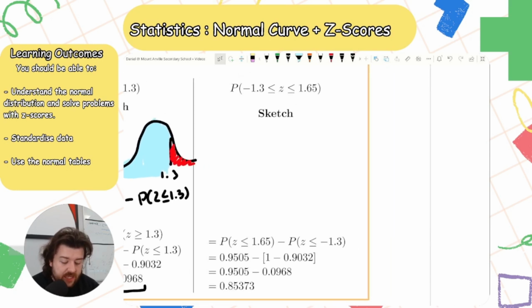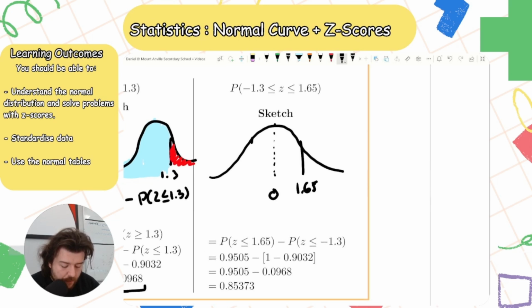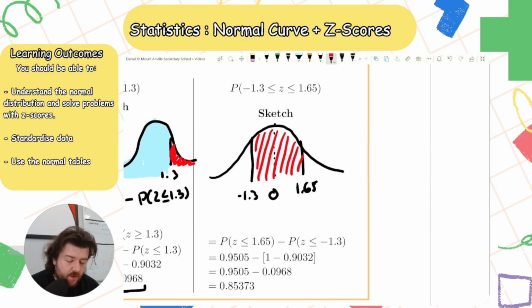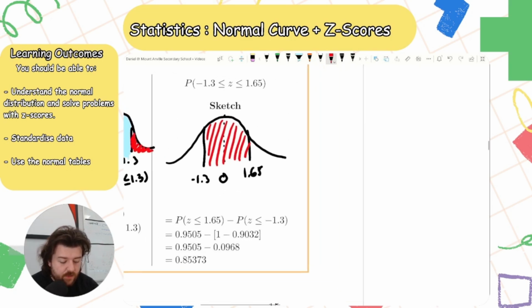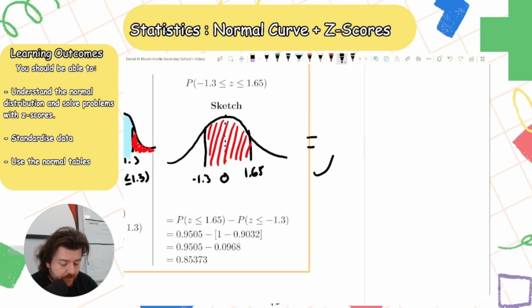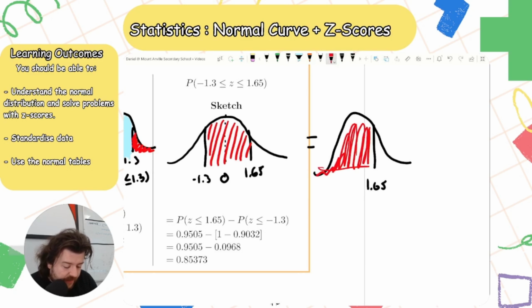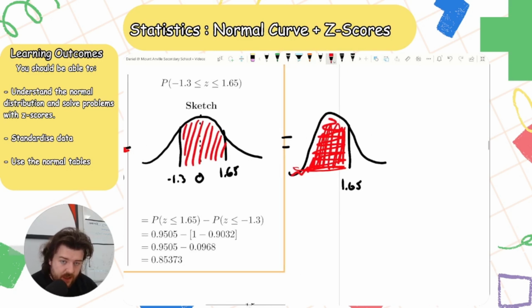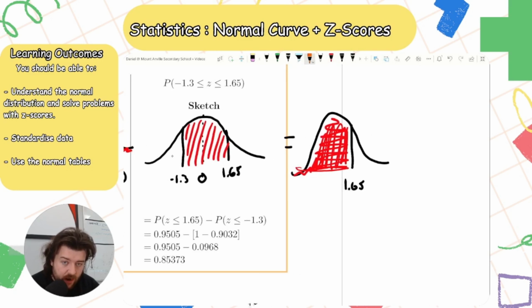Now, what about a compound inequality, where z is greater than minus 1.3 and less than or equal to 1.65? Again, draw a sketch. Always important. So here's 0, 1.65 is here roughly, and minus 1.3 is here. I am looking for this area here. Well, that will be the area less than 1.65, so all of that. Then I need to subtract this little part here.